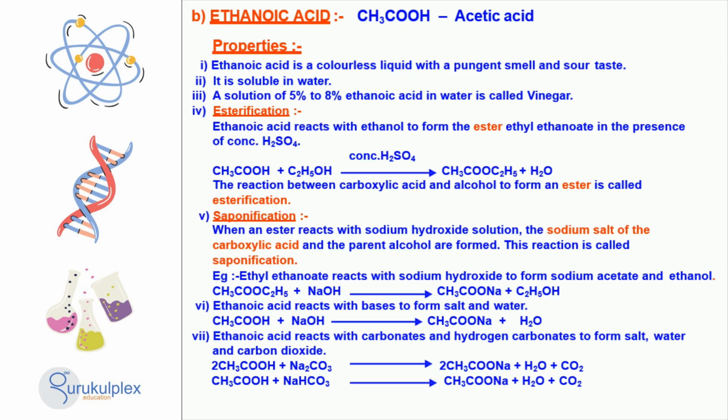Esterification is the reaction between ethanoic acid and ethanol, which produces ethyl ethanoate. When ethyl ethanoate reacts with sodium hydroxide, it goes through a process called saponification, and it produces sodium acetate and ethanol. Finally, ethanoic acid reacts with bases to form salt and water, and it reacts with carbonates and hydrogen carbonates to form salt, water, and carbon dioxide. That was an overview of ethanoic acid and its compounds.